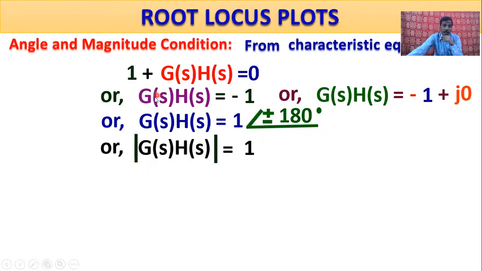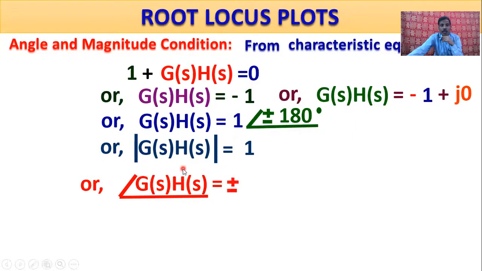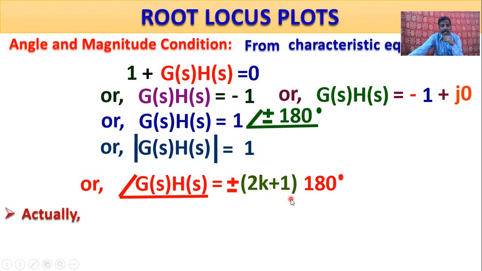Again, from this equation, G(s)H(s) = -1. So the magnitude, |G(s)H(s)|, equals 1. This is the magnitude of the open loop system. Then the angle of G(s)H(s) is equivalent to plus or minus (2k + 1) times 180 degrees. This is the angle of the system.